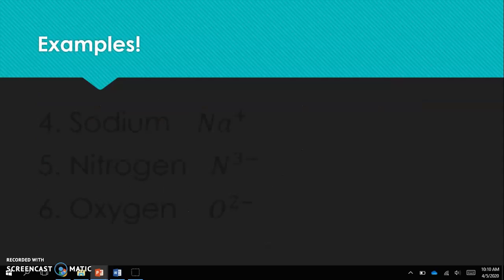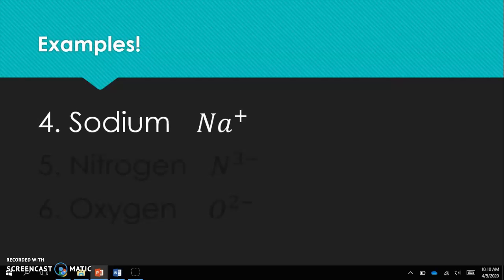So let's take a look at some examples. Here, 4 through 6 is just asking you to draw the ion for these elements. So we're going to look at sodium first. So if we look at sodium, right, again, you want to have your periodic table in front of you. Sodium is in group 1, okay? So sodium's in group 1. It's going to be a metal, all right? So it's going to become a cation.